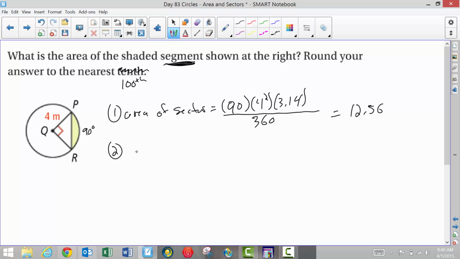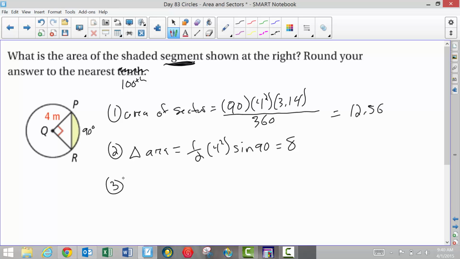Then I need to find the area of the triangle. So I need triangle area. Well, triangle area, when it's using the central angle of a circle, it is half r squared sine of 90. So I have a half times 4 squared times the sine of 90, which is 8, because the sine of 90 is 1.